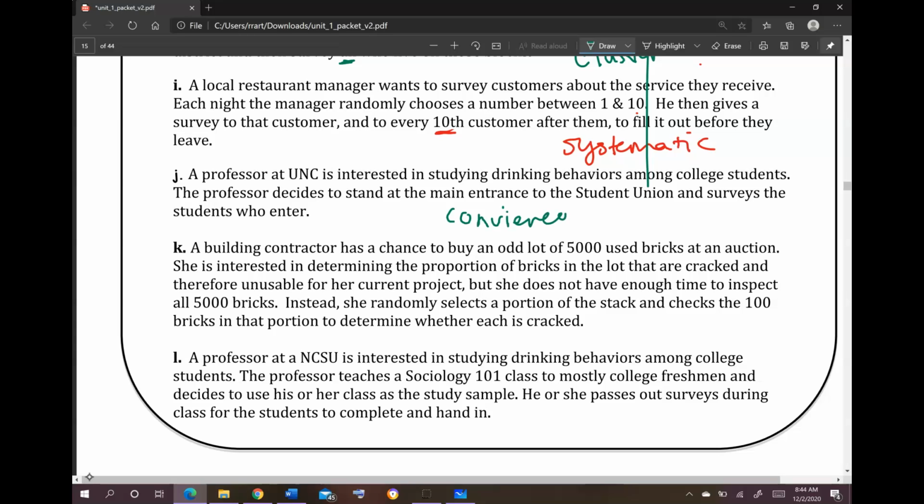All right, so that is it for sampling methods, and you'll have a worksheet, and that's it, guys.